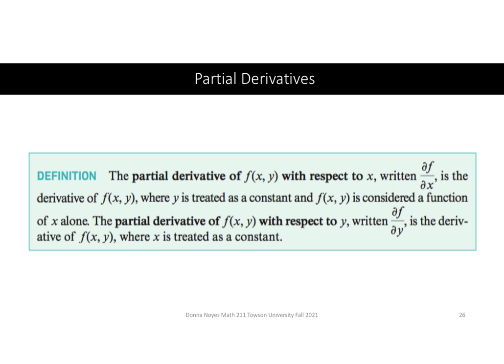So a reminder is that a partial derivative of f with respect to x is written as del f del x, and it's the derivative of f, which is a multivariable function of x and y, where y is treated like a constant. And f of x, y is considered then to be a function of just x. And then the partial derivative of the multivariable function f of x, y with respect to y is written as del f del y. And it's the derivative of f of x, y, where x is now treated as the constant. And f of x, y is considered a function of just y alone. So there's our reminder of what we're doing with all these partial derivatives.